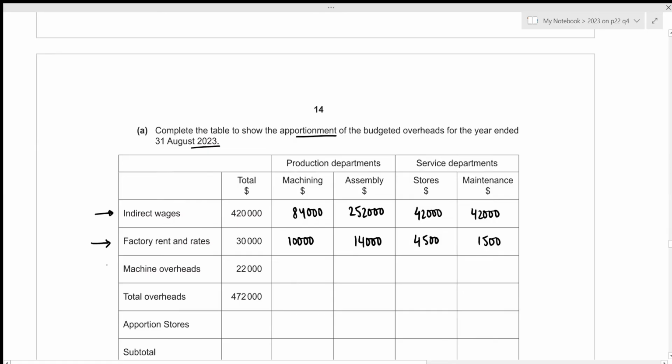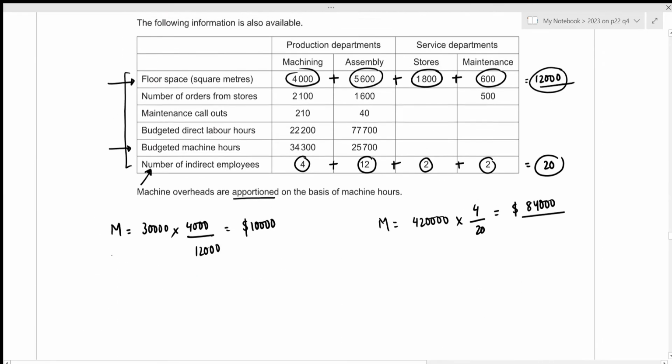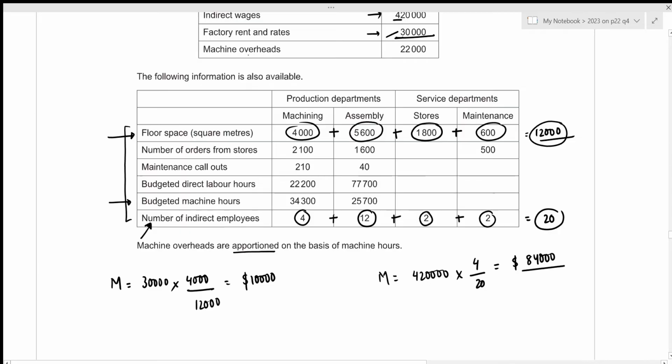Okay, now we can move towards our machine overheads. And we were told that the basis of apportionment for machine overheads was budgeted machine hours. And we can see that the budgeted machine hours is only present for machining and assembly. So we're only going to divide the total of 22,000 among these 2 departments. The first thing that we need to do is figure out its total. So that's 34,300 plus 25,700, which results in 60,000.